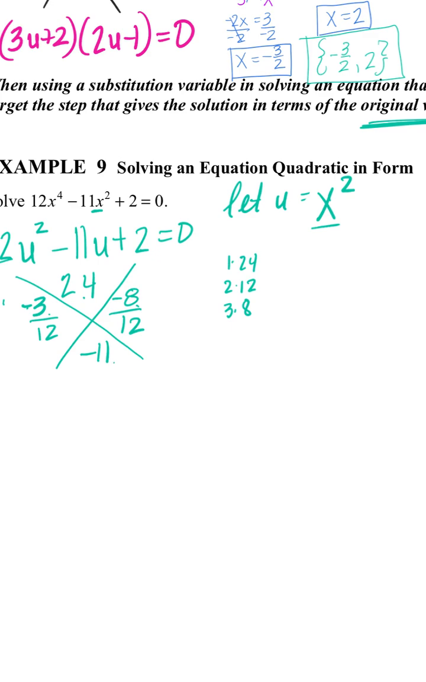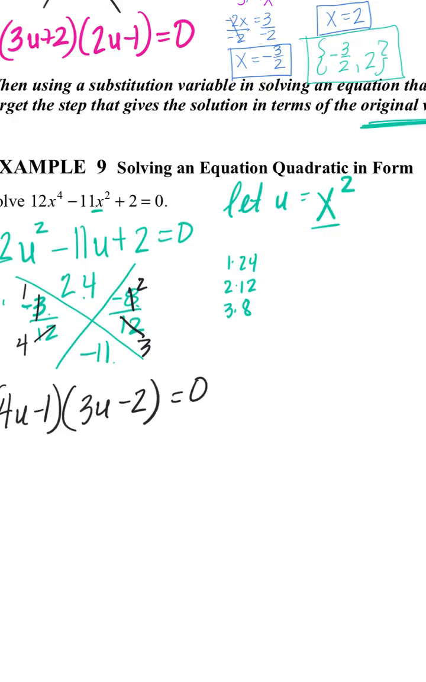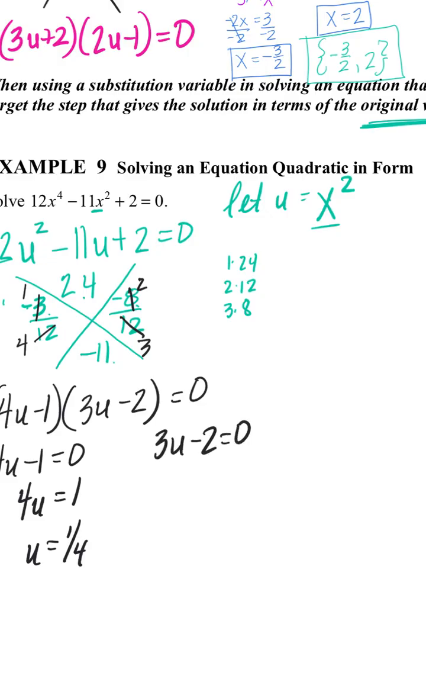So now I'm going to take and simplify. 3 will go into this once, 3 will go into this 4 times. So this is 4u minus 1. 4 will go into this 2 times, 4 will go into this 3 times. So this is 3u minus 2. So 4u minus 1 equals 0. 4u equals 1, u equals 1/4. 3u minus 2 equals 0. 3u equals 2, u equals 2/3.